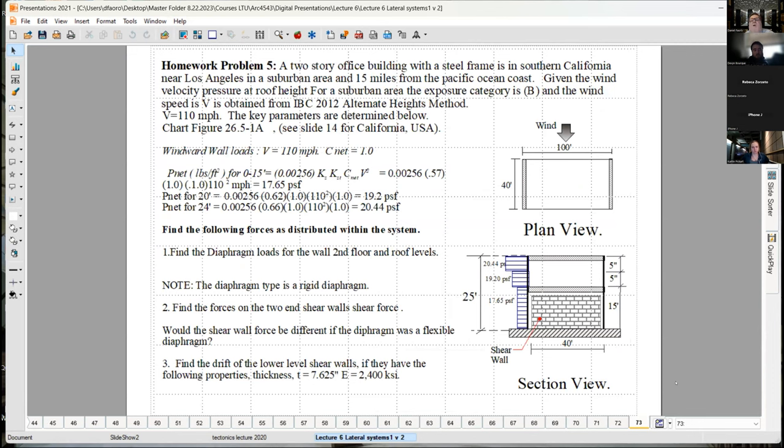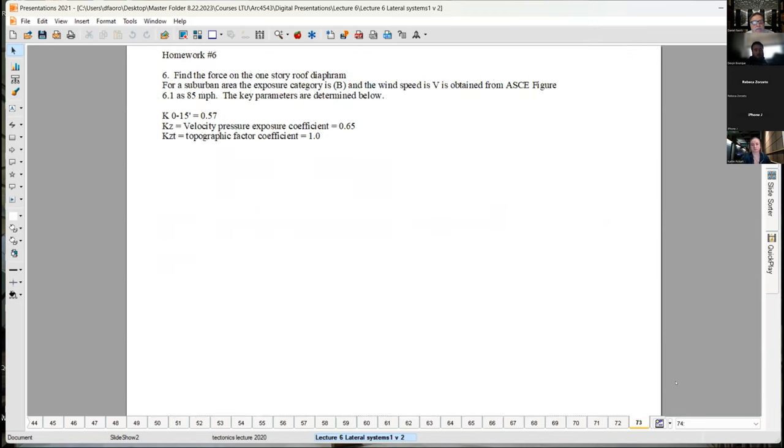Homework problem five. I think we did not issue this one because we did not have the shear wall portion check available. So if I remember, we need to issue this one, and you've got to check your shear wall down below. And you've got to check the drift on that shear wall based on its parameters for E and for T.